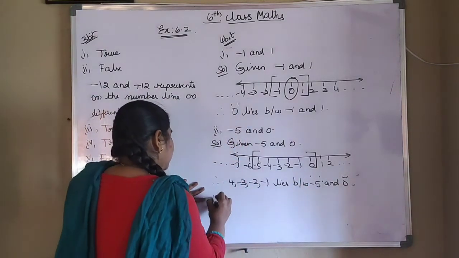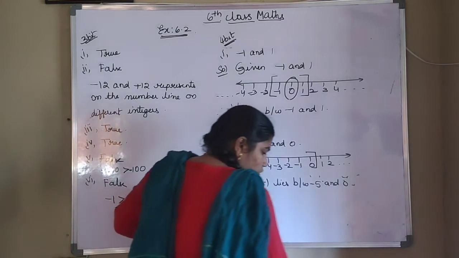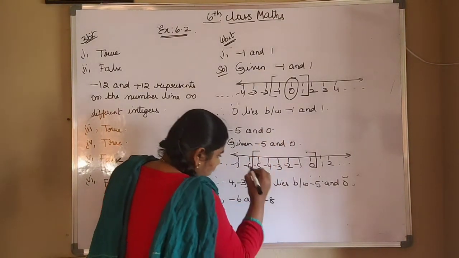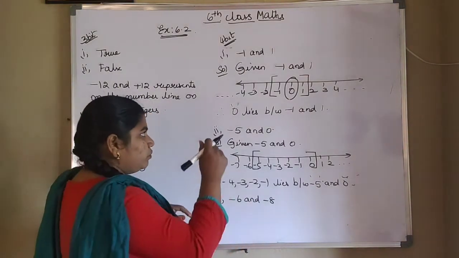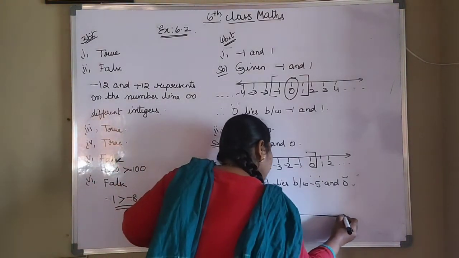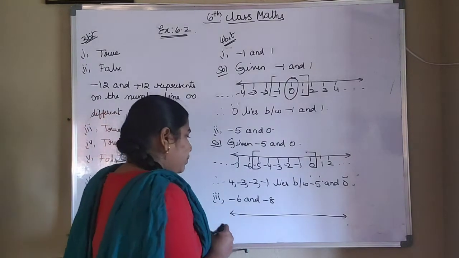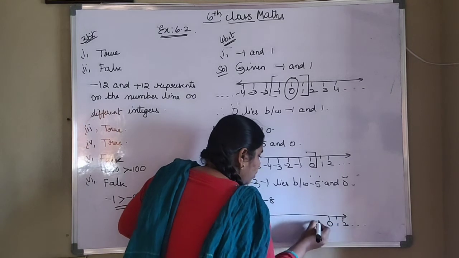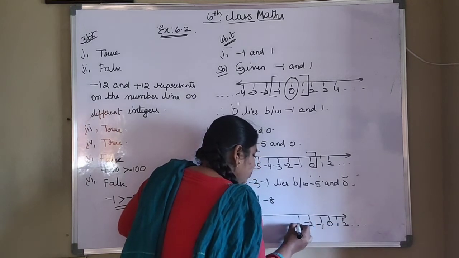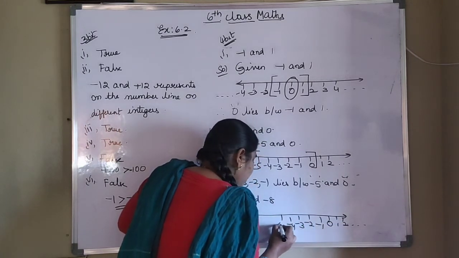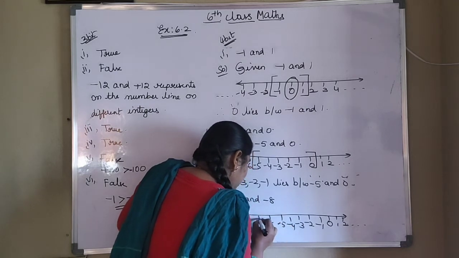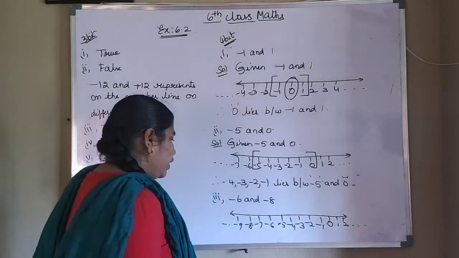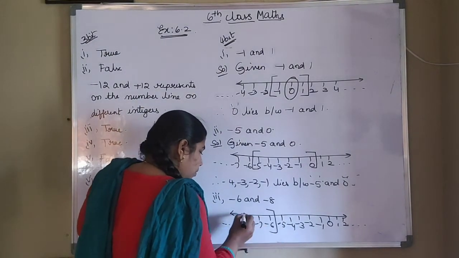Okay, next third one. So what is third one? Minus 6 and minus 8. First we have to write the between. First you draw a number line. Draw a number line. Here it is 0, 1, 2 and so on. Here minus 1, minus 2, minus 3, minus 4, minus 5, minus 6, minus 7, minus 8, minus 9 and so on. So they are talking about minus 6 to minus 8.